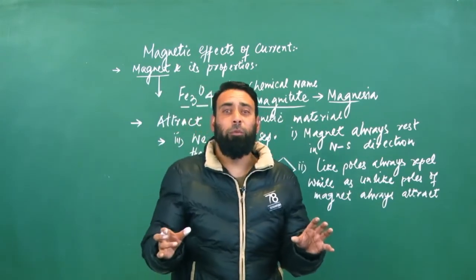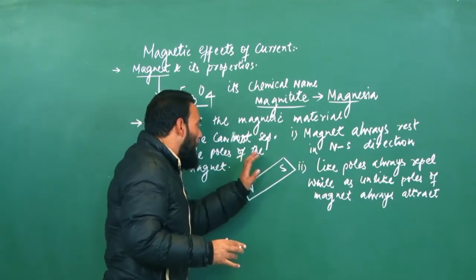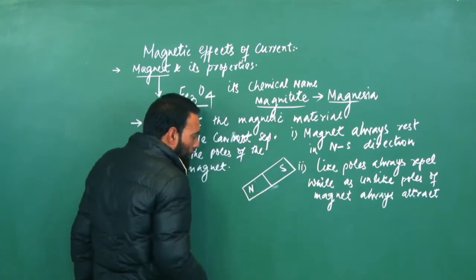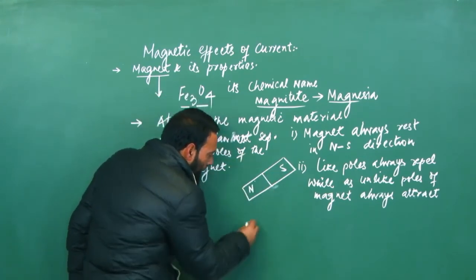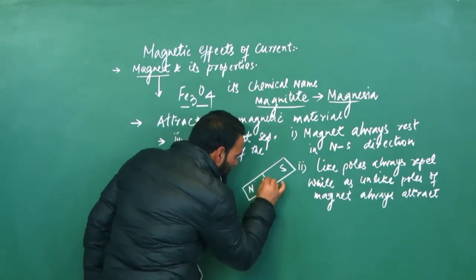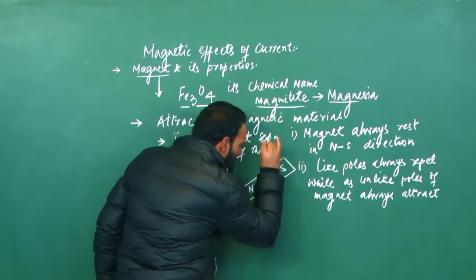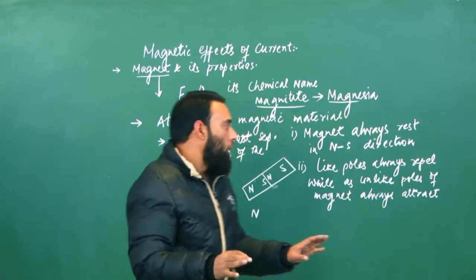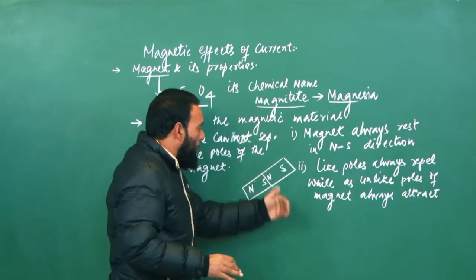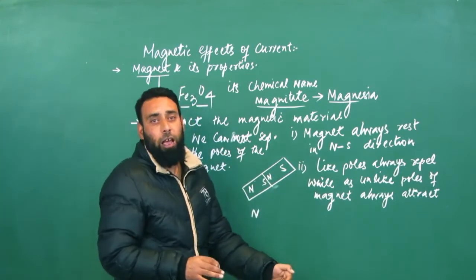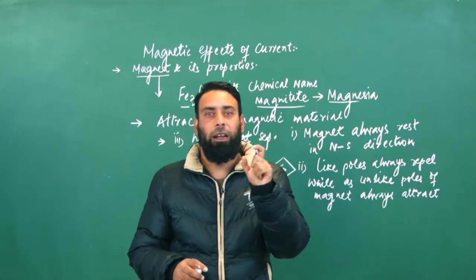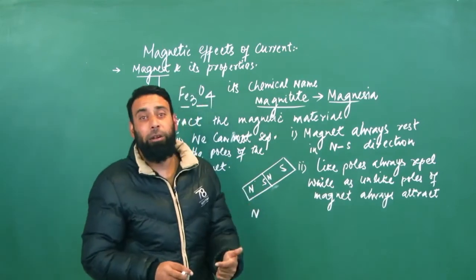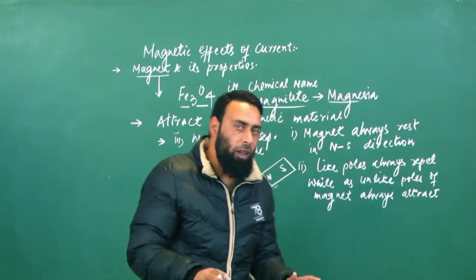Why can we not separate the poles of a magnet? Because where we break the magnet, for example at the center, that area becomes south and the opposite side becomes north. So these two pieces become two separate magnets. If we break this magnet further, again the poles will appear. A smaller piece of a magnet has its own north pole and south pole, so it acts as an independent magnet. We cannot separate the poles of a permanent magnet.